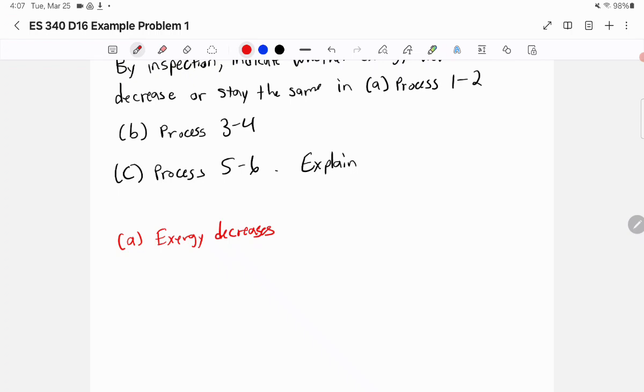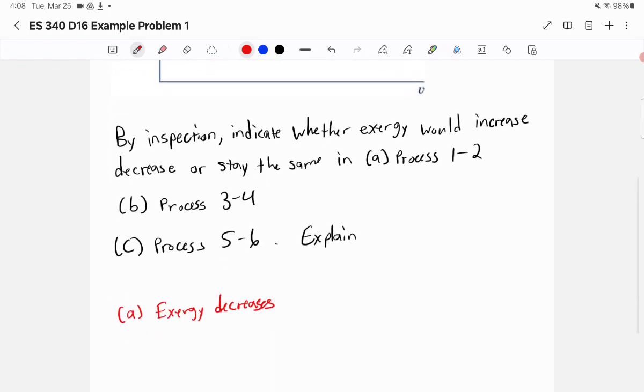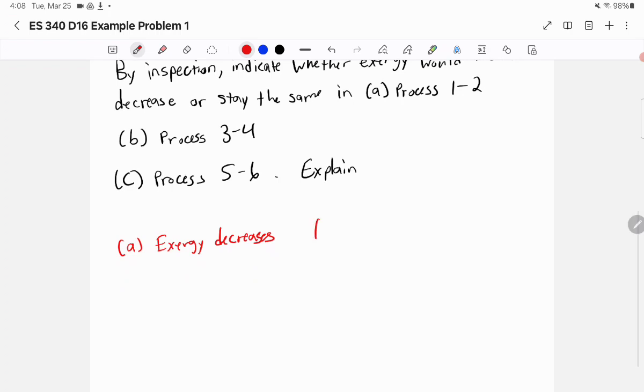Because we've extracted some useful work, or maybe not, but we have less useful work than before that could be extracted because we're closer to the dead state, right? And that's the idea here: if you're closer to the dead state, you have less exergy, and if you're further from the dead state, you have more exergy. This is closer to the dead state.